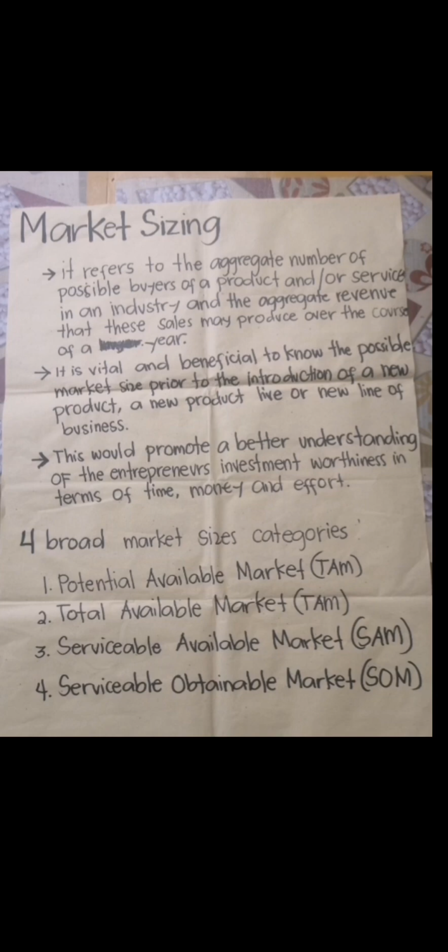There are four broad market size categories. 1. Potential available market, or PAM. 2. Total addressable market, or TAM. 3. Serviceable available market, or SAM. 4. Serviceable obtainable market, or SOM.